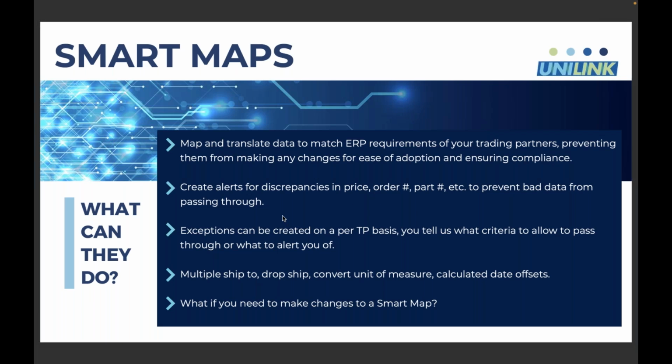So we translate data in the smart maps. We can create alerts in the smart maps, exceptions. We have very sophisticated smart maps, especially in the auto industry, where they have to go out into different inventory systems and get acknowledgments back. So we have to write APIs that go into read-only databases, bring back values, compare those values, and then let the transaction proceed. It's where we can handle multiple ship tos, drop ships. We can convert units of measure, calculated date offsets.